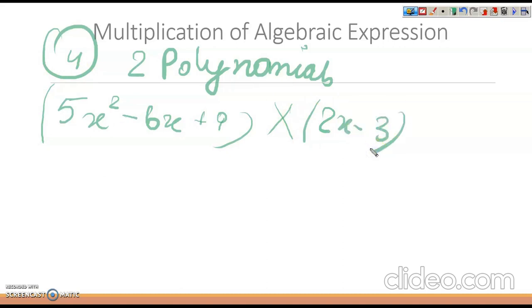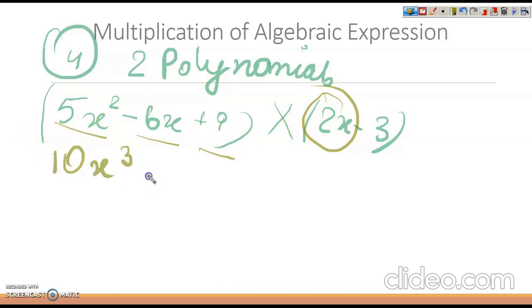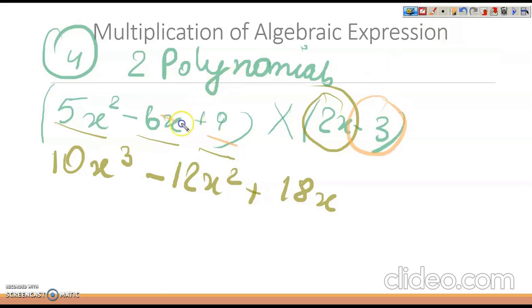Okay. So now let's see. First we will multiply 2x with every term. Okay, let's multiply 2x with this: 10x cubed, then minus 12x squared, then plus 18x. Now we will multiply minus 3 with all these, okay? And then we will add them.